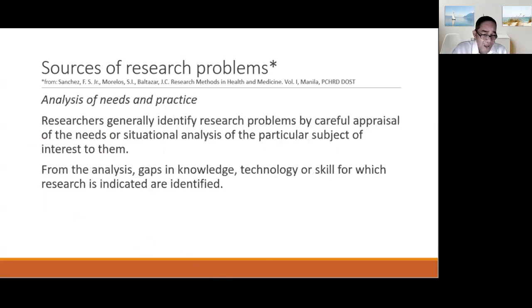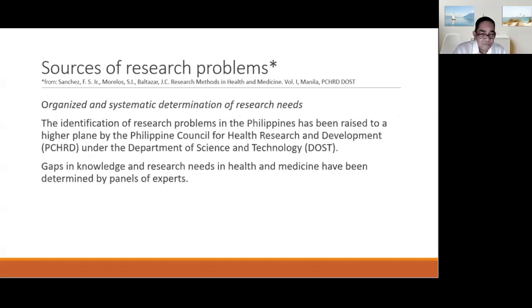Analysis of needs and practice. Researchers generally identify research problems by careful appraisal of the needs or situational analysis of a particular subject that's of interest to them. From the analysis, gaps in knowledge, technology, or skill for which research is indicated are identified. So these are my needs, and there seems to be a gap in the knowledge, gap in my needs, so I make research of this.